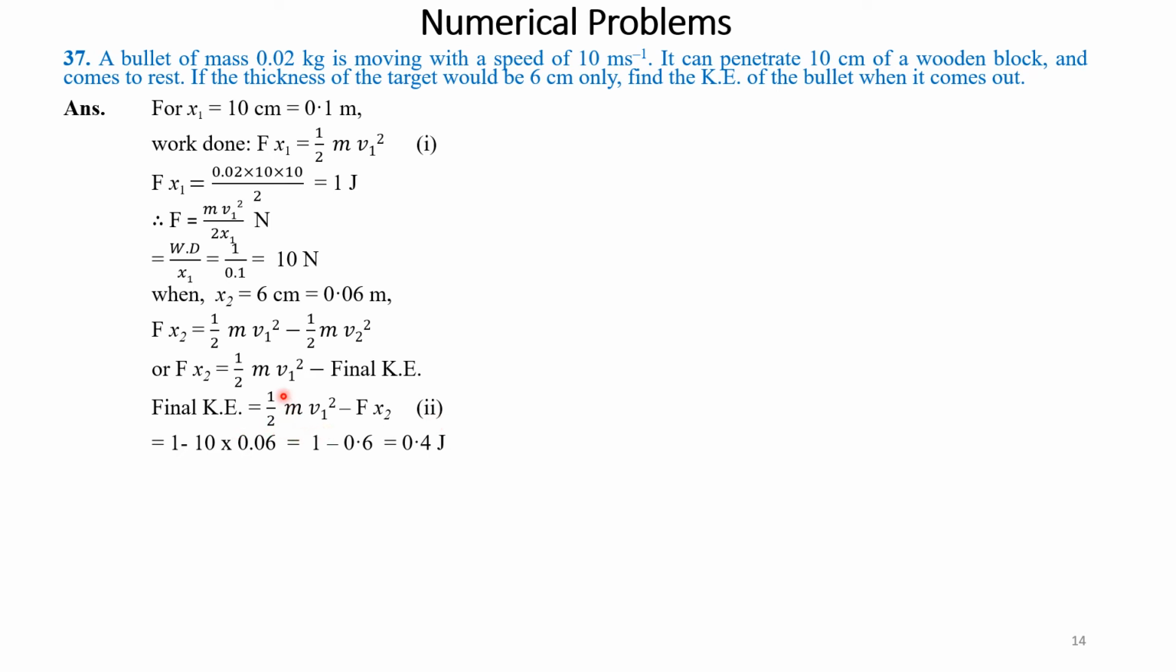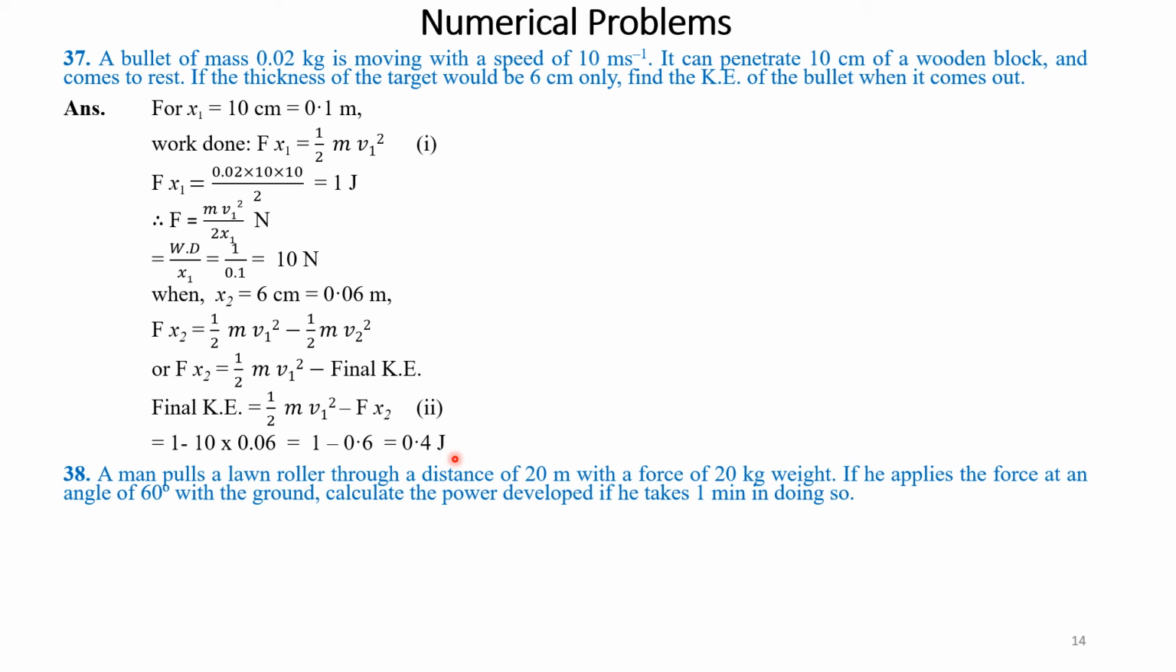Therefore, we know already half into m into v1 square is 1 joule, that we have calculated in equation 1. 1 joule minus F, here we have found as 10 newtons, so 10 into x2 is 0.06 meters. So simplifying, we get the value as final kinetic energy is equal to 0.4 joules.